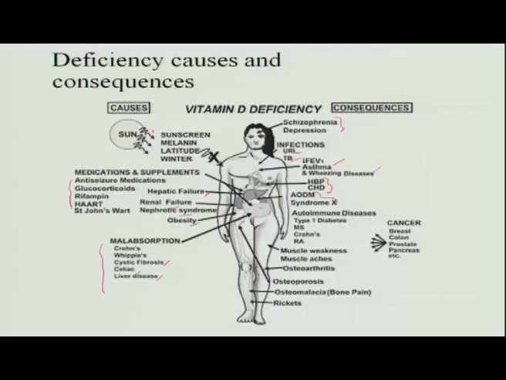Then it may lead to autoimmune diseases like type 1 diabetes, Crohn's disease, etc. And muscle weakness, muscle aches, osteoarthritis, osteoporosis, osteomalacia, and rickets. So, all these are the consequences of vitamin D deficiency, and over and above this it may also increase the risk of cancers in the breast, colon, prostate, pancreas, etc. So, we should realize how important vitamin D is, and how its deficiency causes so many disorders in the body.